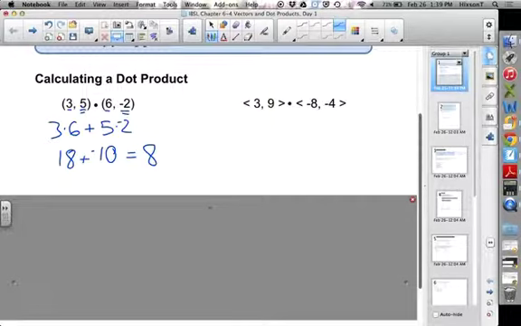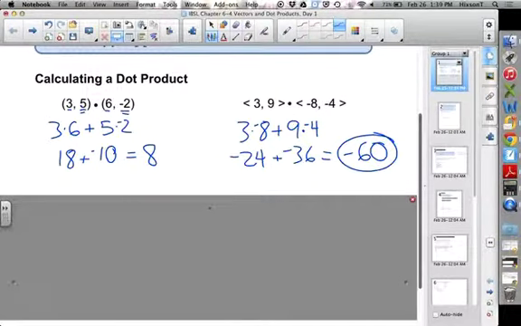Alright, so the product of your horizontal components plus the product of your vertical components. Again, different notation, but we're still dealing with vectors here. We have 3 times a negative 8 plus 9 times a negative 4. So we have negative 24 plus a negative 36, negative 60. So the dot product here is 8, and the dot product here is negative 60.